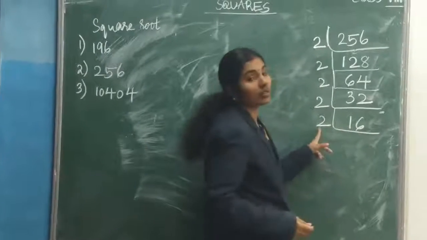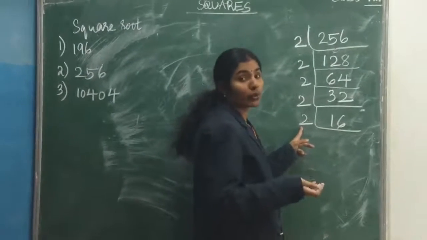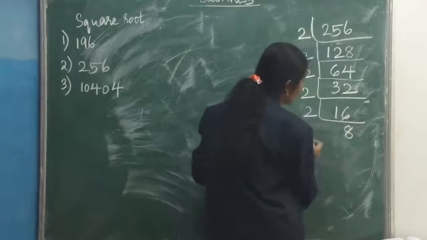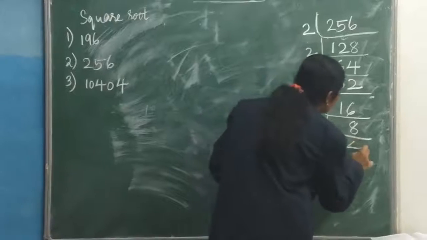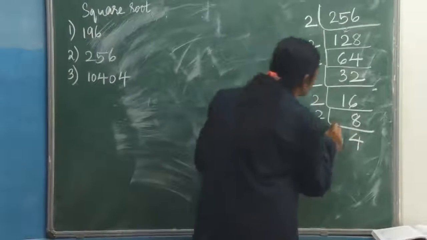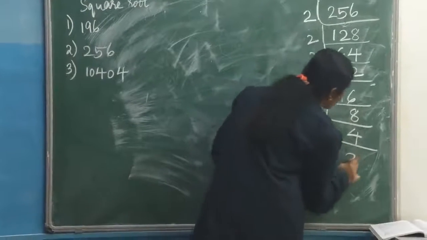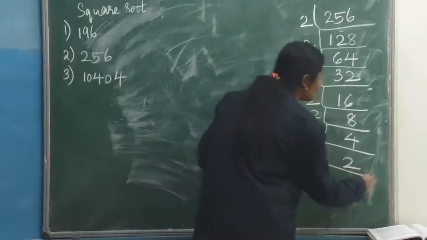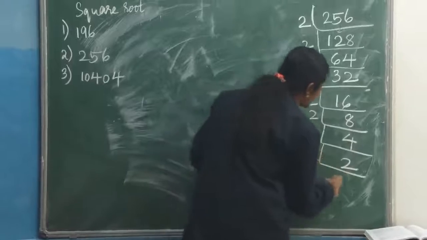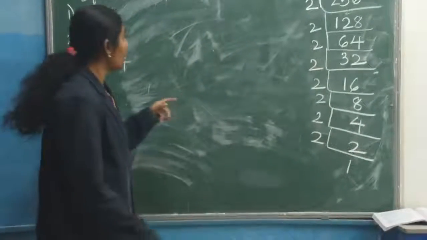Here, you know the table of 2. 2 8s are 16. How will you get 8? 2 4s are 8. How will you get 4? 2 2s are 4. Now, how can you write 2? 2 you can write as 2 1s are 2. Next, what should you do?